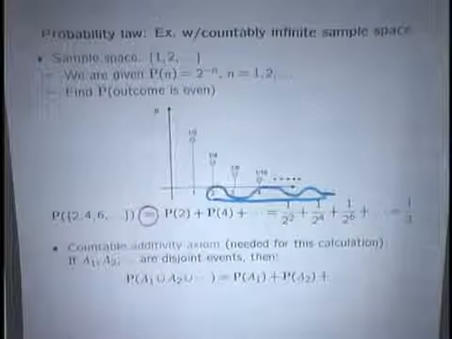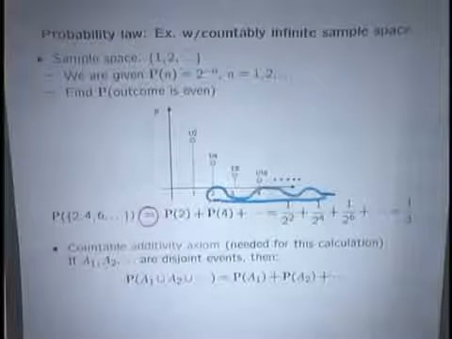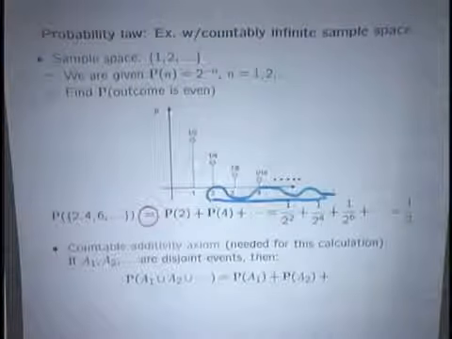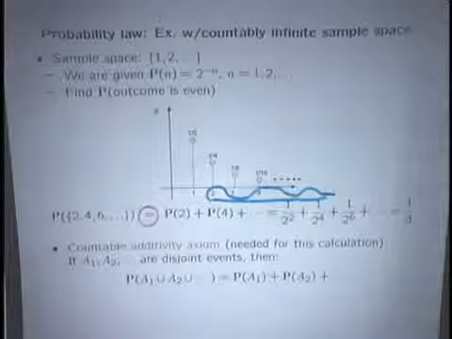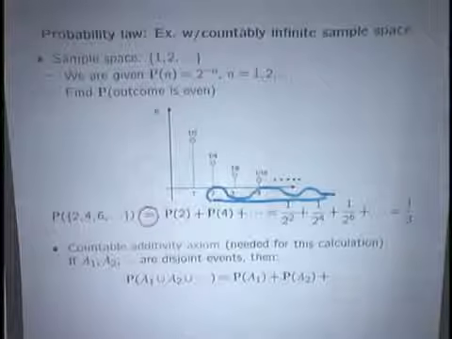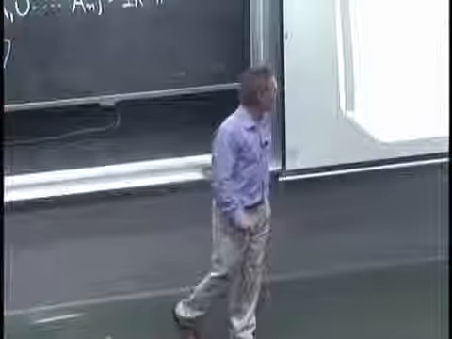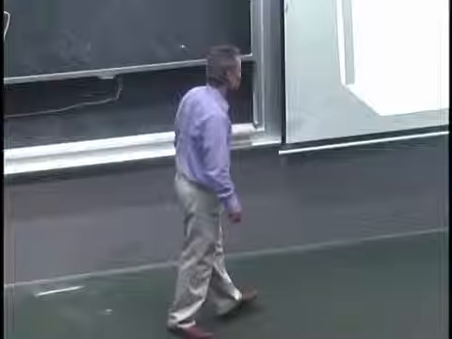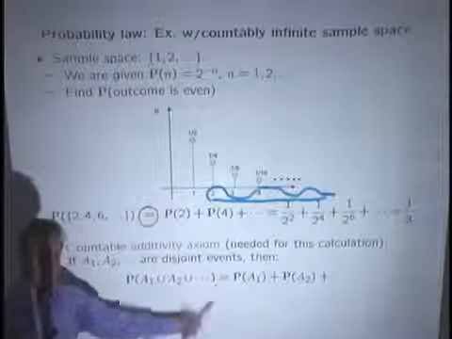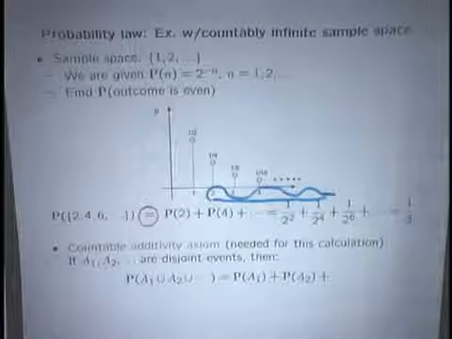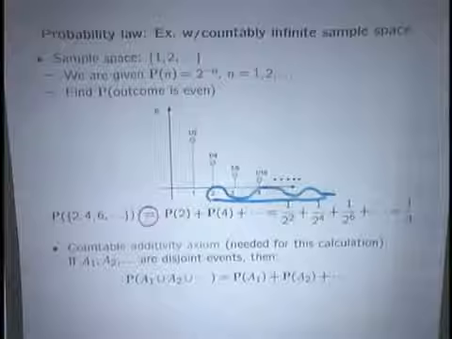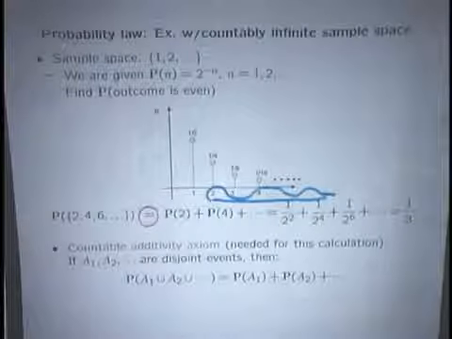To justify this step, we need to introduce one additional rule, an additional axiom that tells us that this step is actually legitimate. And this is the countable additivity axiom, which is a little stronger, or quite a bit stronger, than the additivity axiom we had before. It tells us that if we have a sequence of sets that are disjoint, and we want to find their total probability, then we are allowed to add their individual probabilities.